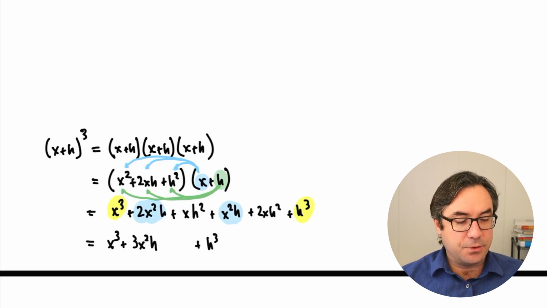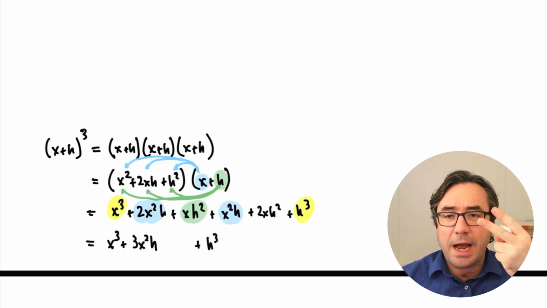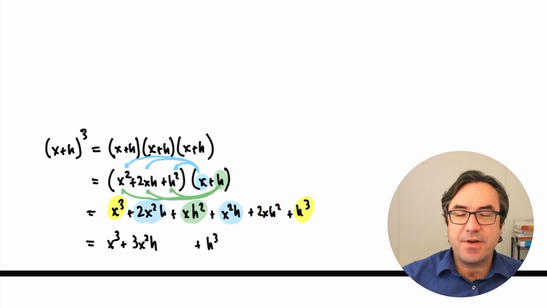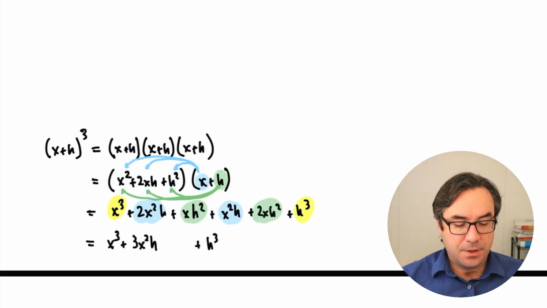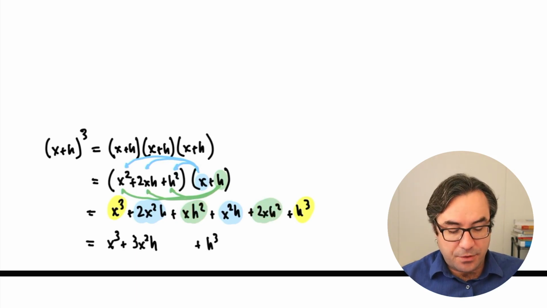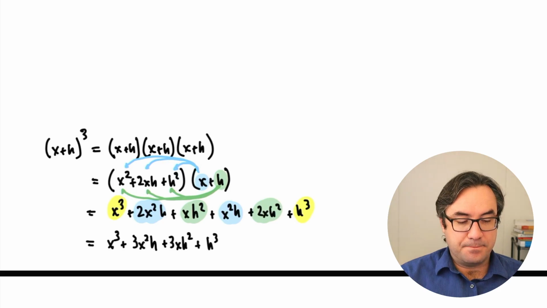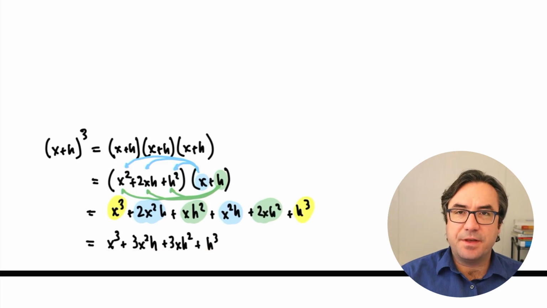And then if we go on to our next term, this has xh squared. So it has 1 copy of x, 2 copies of h. And if we look at the other term, same thing: 1 copy of x, 2 copies of h. We can combine those. If we do the combo, we end up with, again, 3 copies of x times h squared. And there we go. That's as far as we can simplify this.